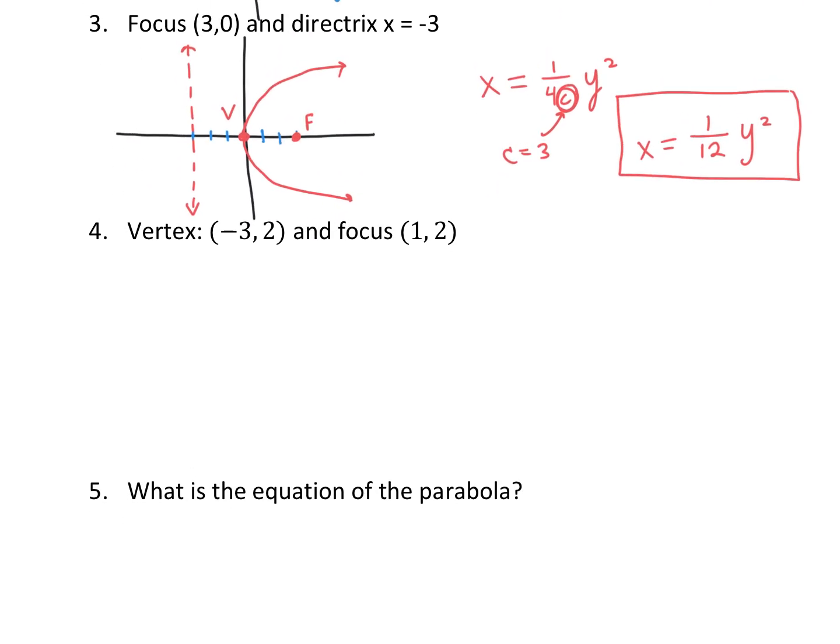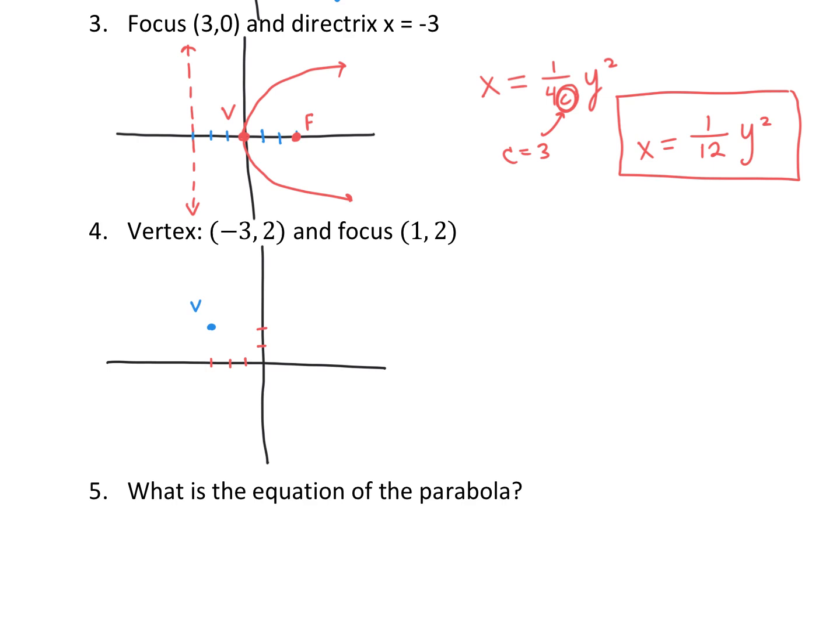All right, we got another one. Again, start by drawing it out. I can already see that the vertex is not going to be at the origin. So this one will have some shifting numbers in it, but let's see what we're looking at. Vertex is negative 3, 2. So that means we're going to go to the left 3 units and up 2 units.